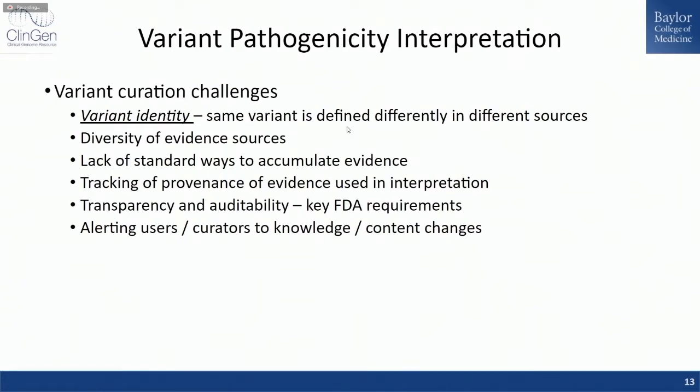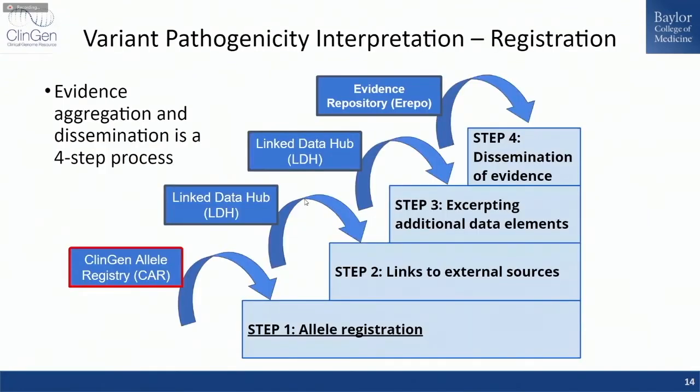There's also a diversity of evidence sources, a lack of standard ways to accumulate the evidence, tracking the provenance of evidence used in interpretation, the transparency and auditability, which are key FDA requirements, and alerting users and curators to knowledge and content changes, which is an ongoing effort.